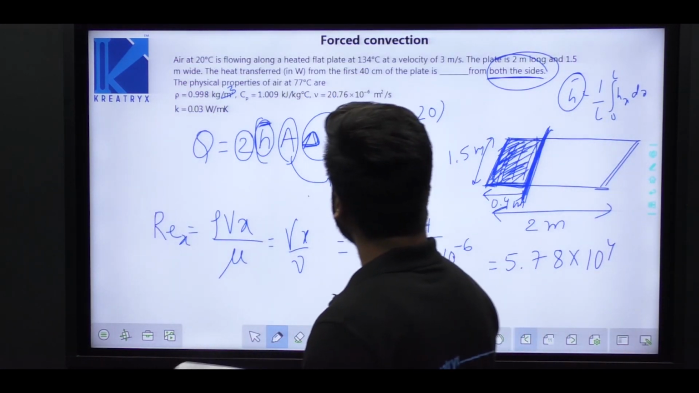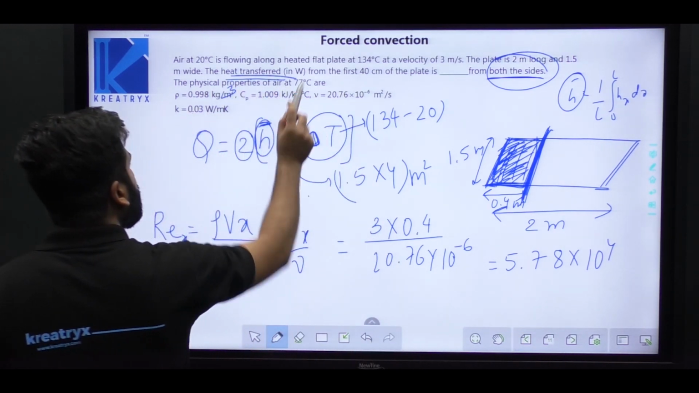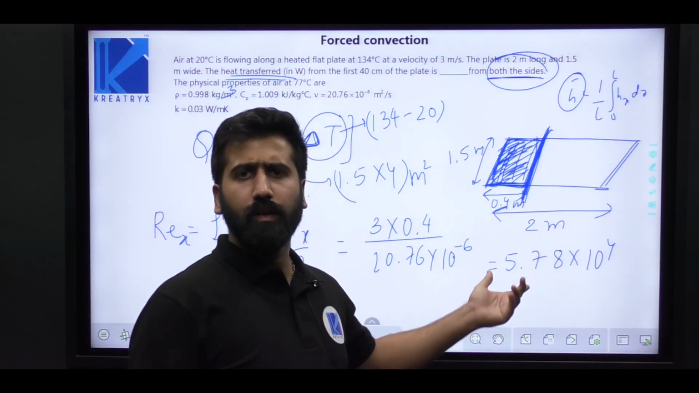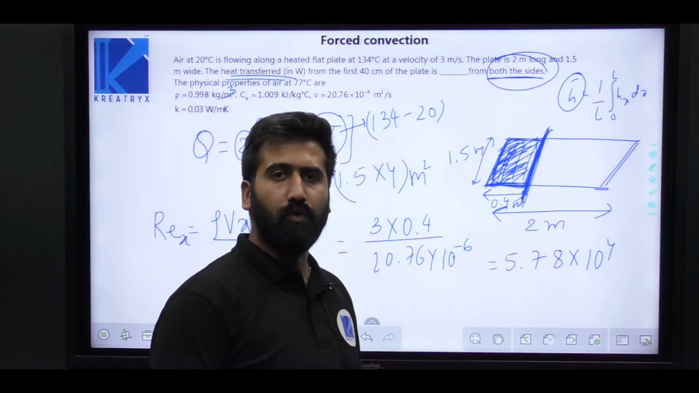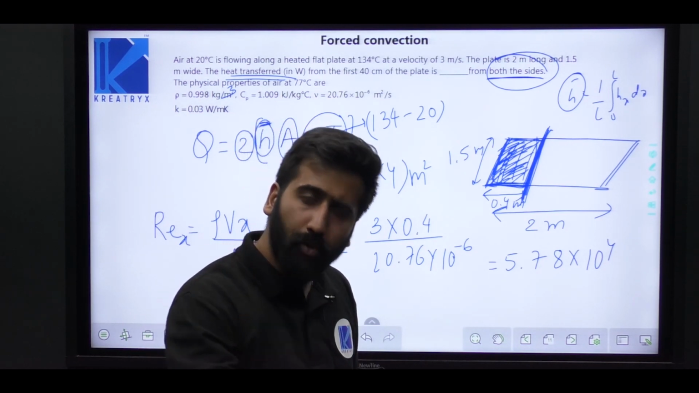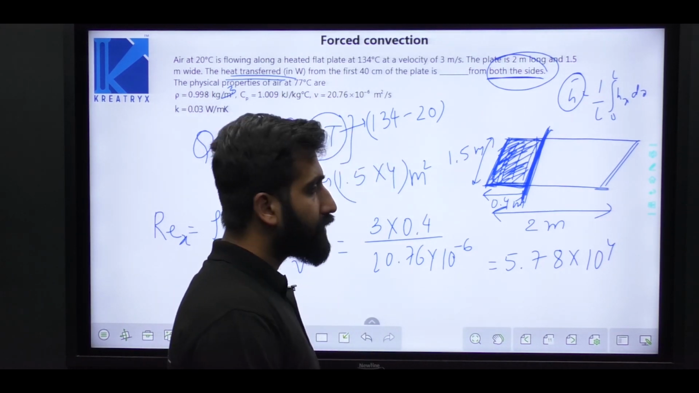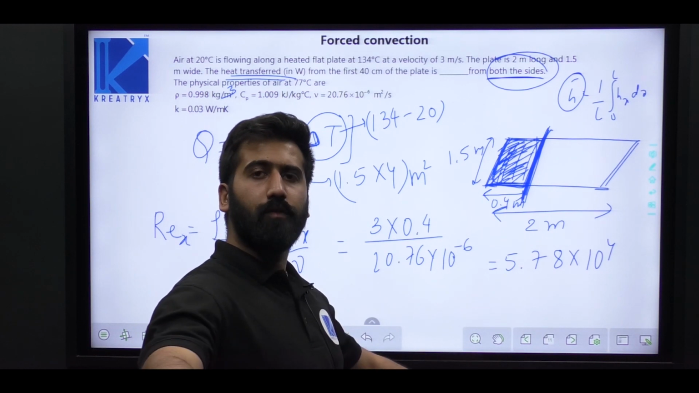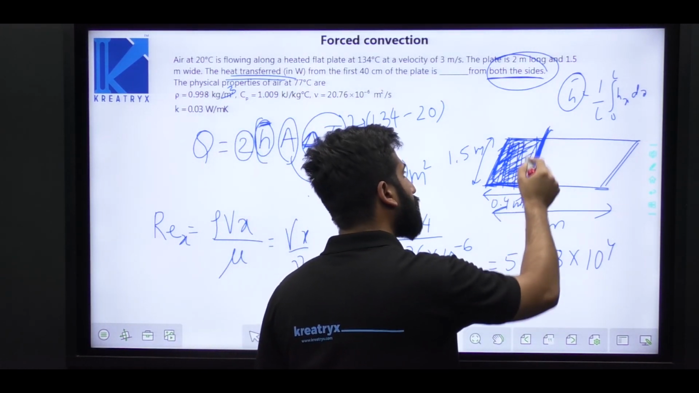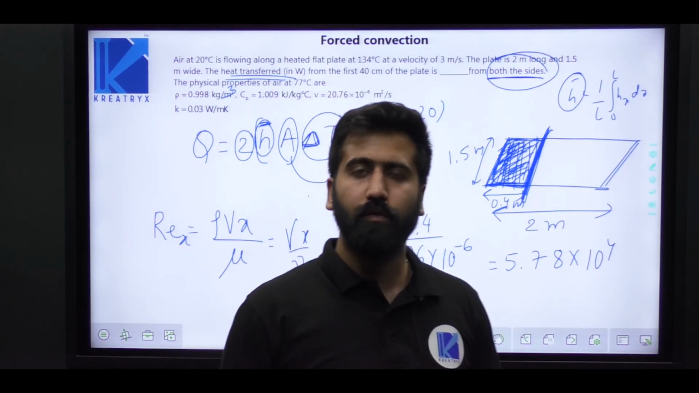Always remember, when you have to find the heat transferred from a certain part, always use average heat transfer coefficient, because you cannot use local heat transfer coefficient. Local means at that point only. So average is what? Average is the integration of all the local heat transfer coefficients at this point, this point, this point, this point. You get the average heat transfer coefficient.